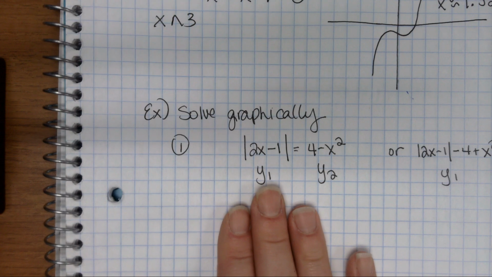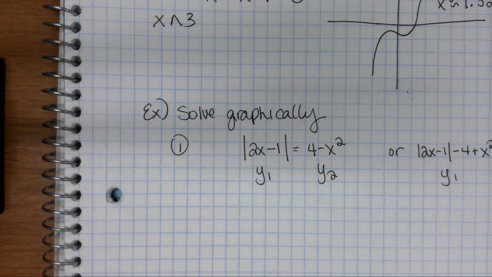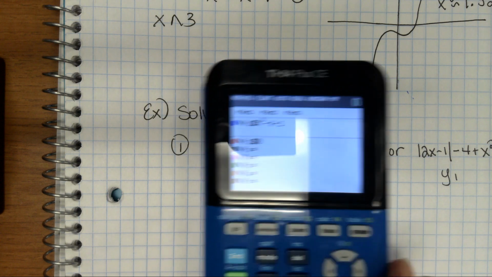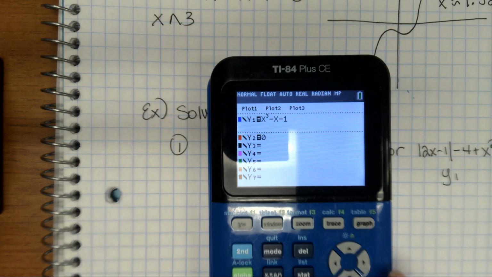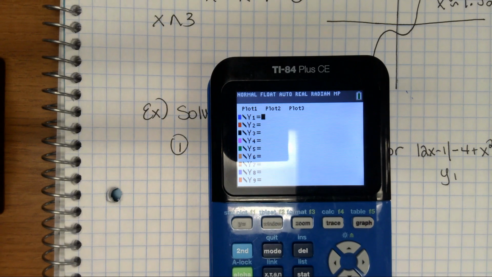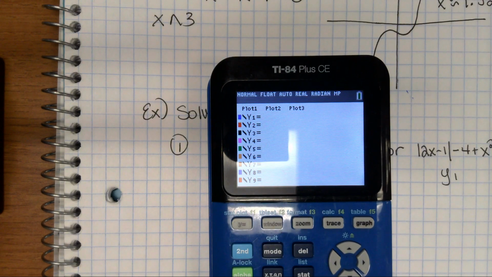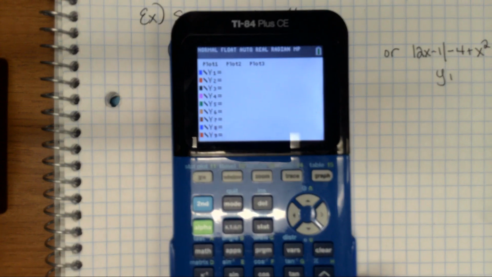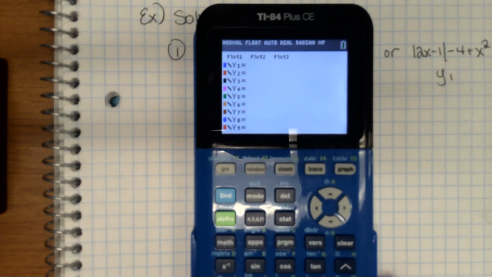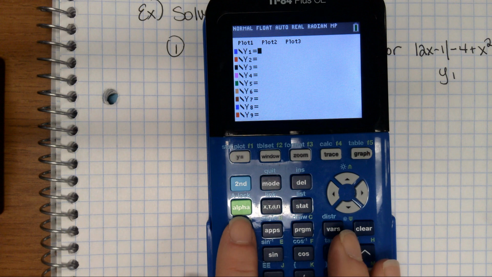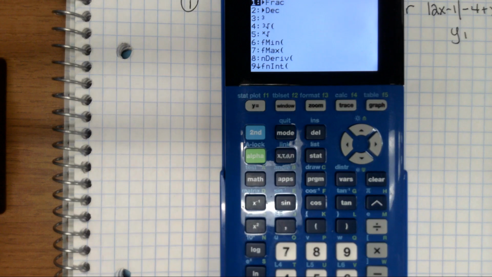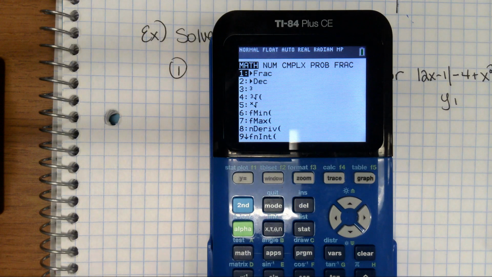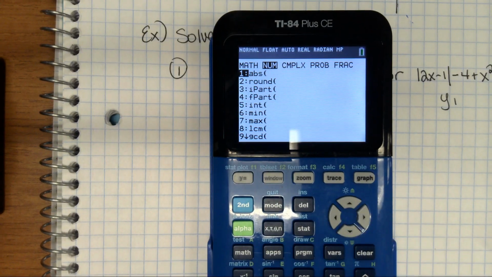Are we ready? Where are we going to go? Y equals. And we're going to clear our last one out. Okay, so where is the absolute value? Yes, so it's under the math menu. So would you select the math menu and go arrow over to number, NUM. Do you see ABS? That's absolute value. Do you see the ABS?